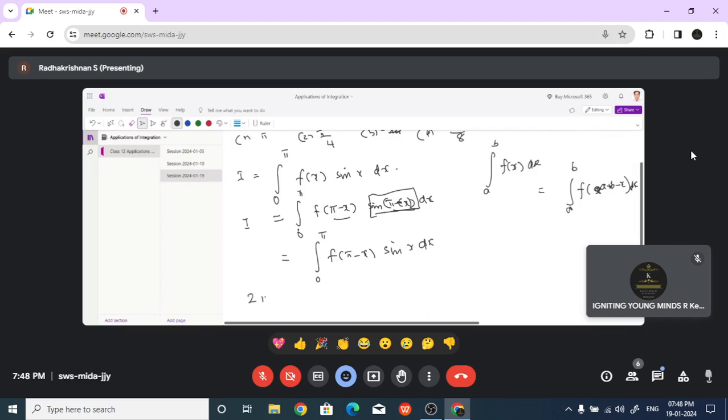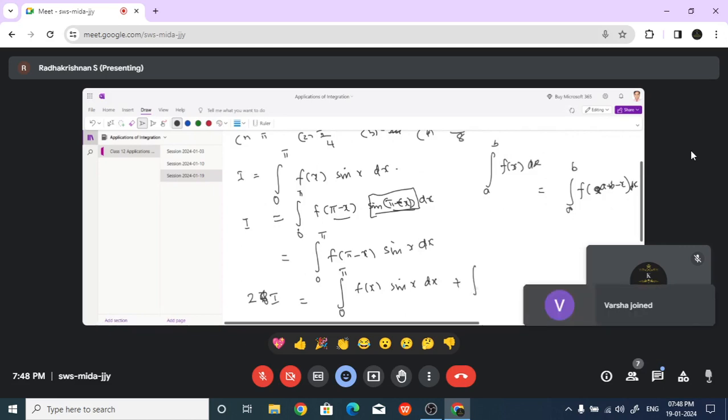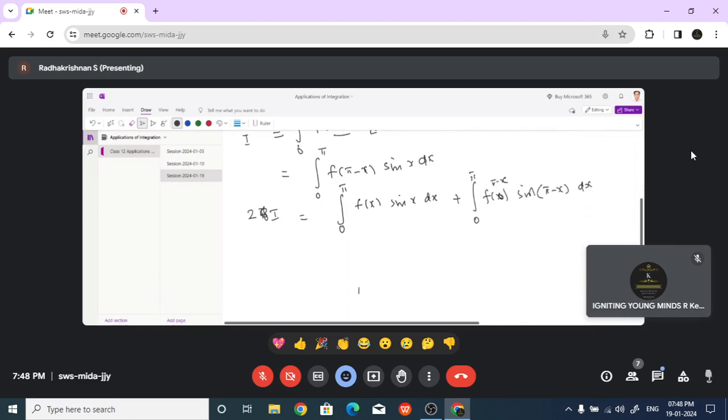When you add, you get 2y equal to integral 0 to pi f of x sin x dx plus integral, same 0 to pi, f of pi minus x, sin pi minus x dx. You all agree?